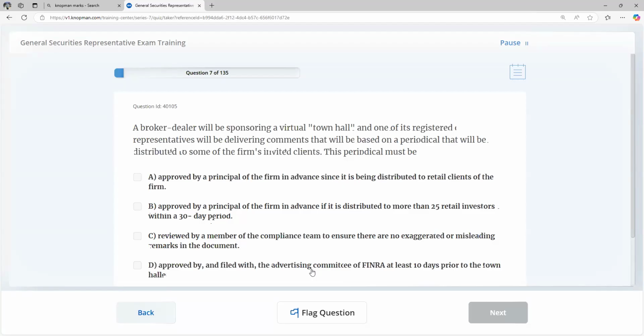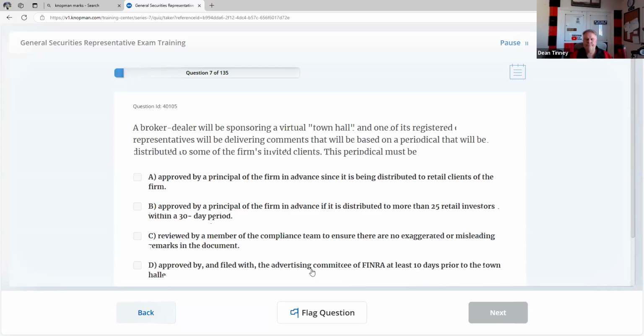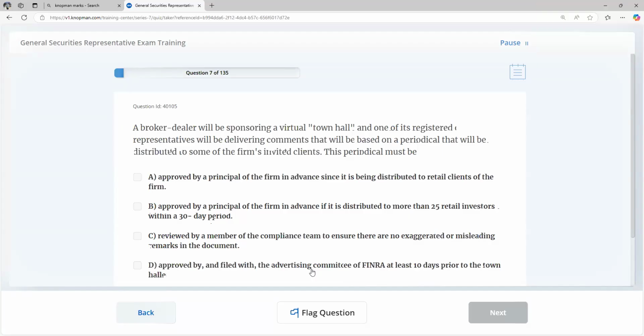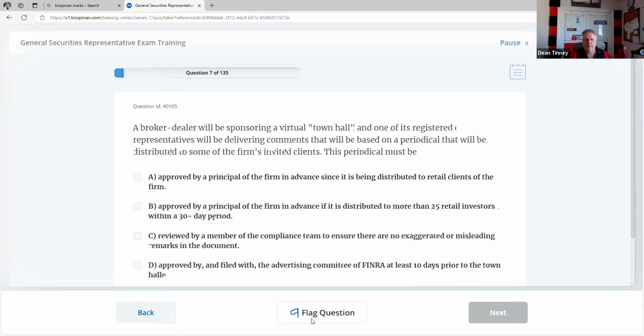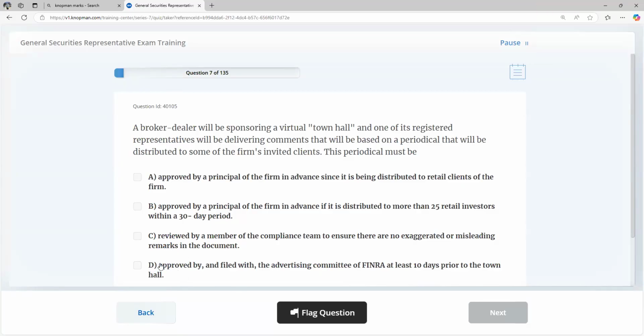It doesn't tell us how many, which makes me believe it could be communication. So it would need prior approval. Yeah, I think this one will flag. So which one are you going with? Approved by and filed.